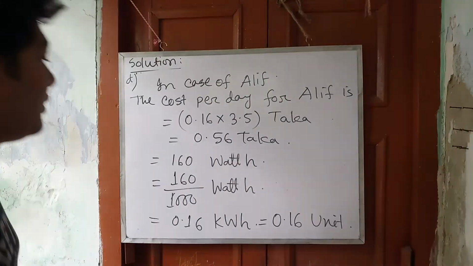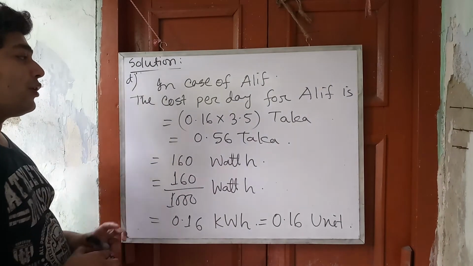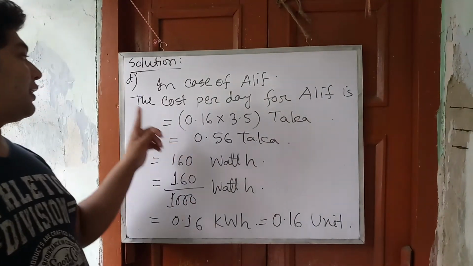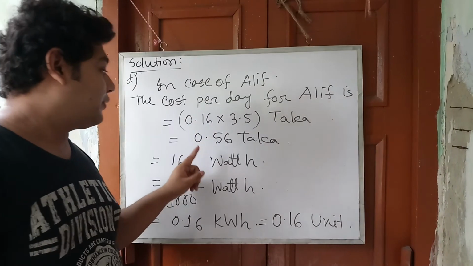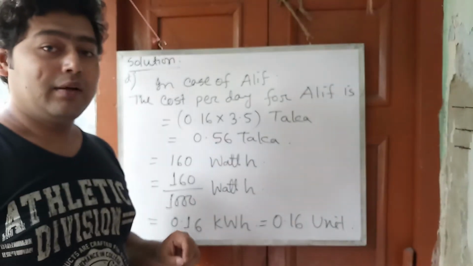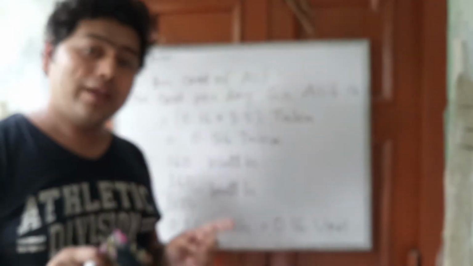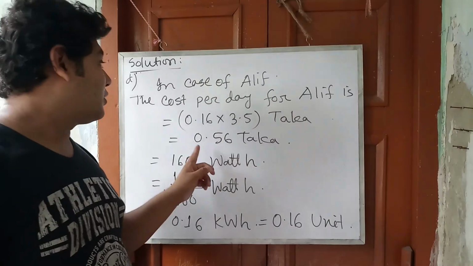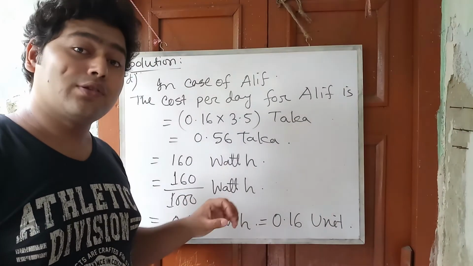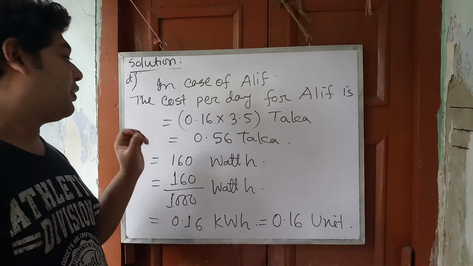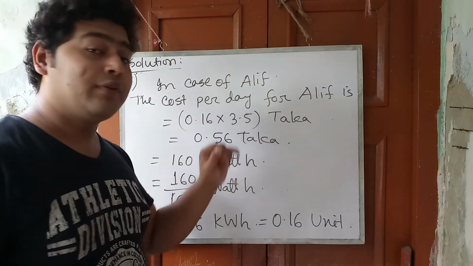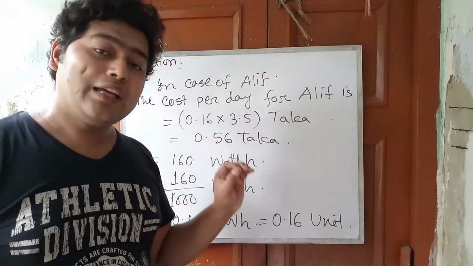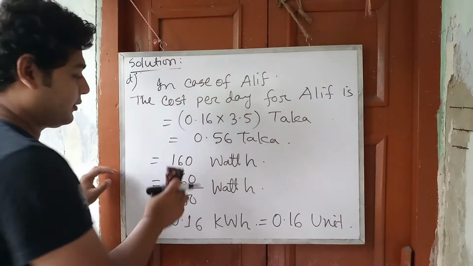From our math, we can see that the cost for Alvi is 1.05 taka and the cost for Alif is 0.56 taka. By comparing these two costs, we can see that the cost of Alif is less than the cost of Alvi. So we can write that Alif is more economical than Alvi.